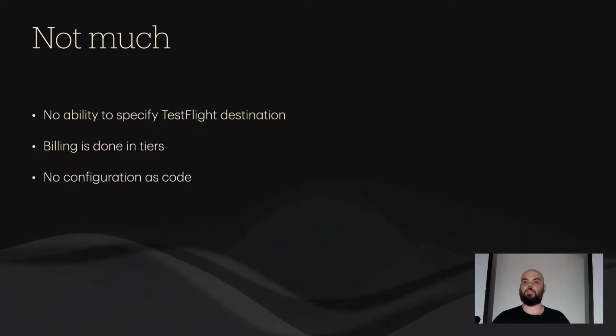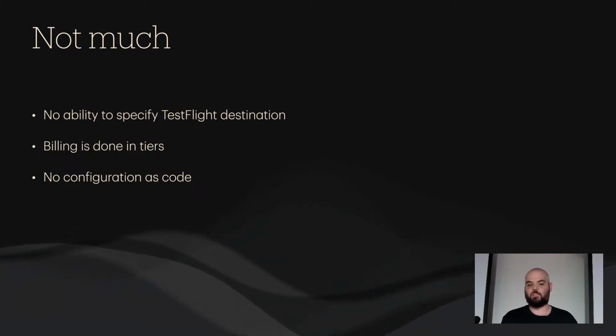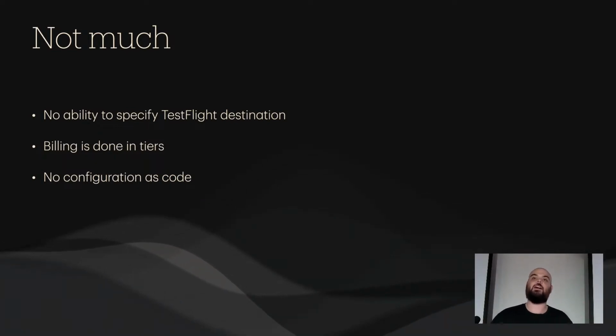So for instance, we use Vexel to create a separate settings app that gets distributed to internal testers. And you need a separate Xcode Cloud instance for that because you can't say, upload the main app here, upload your settings app over here. There is no way to specify that.